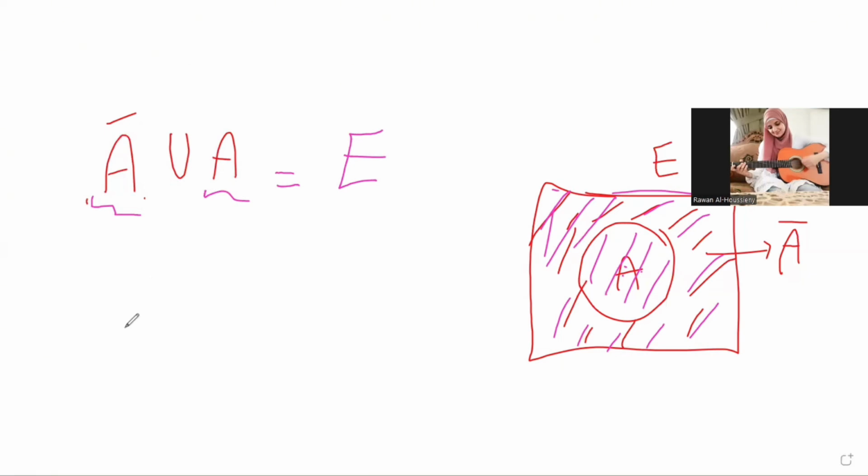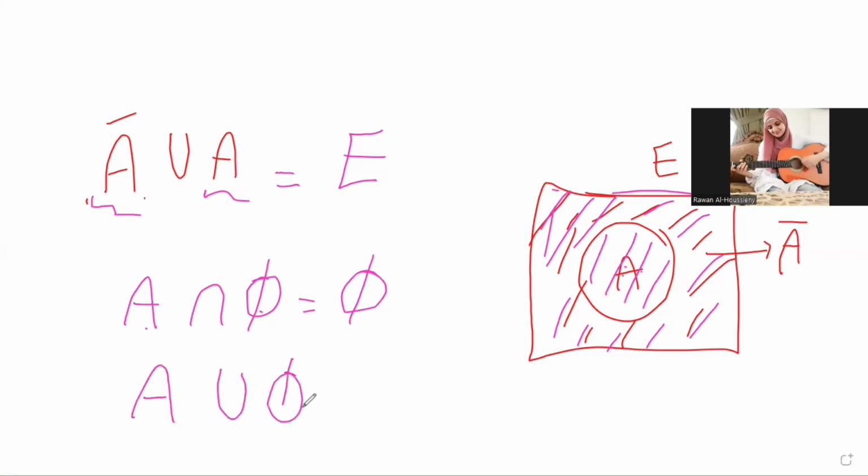Now, if we have A intersection the empty set, this set is an empty one. So it has no common elements with A, so it remains the empty set. However, if we have A union the empty set, union means we have to take all the elements of A and all the elements of phi. Phi contains no elements, so it means that we have taken only the elements of A, so it's equal to the set A.